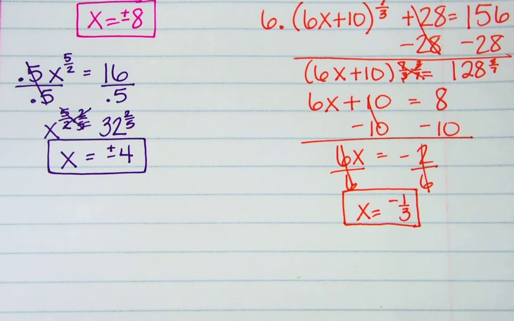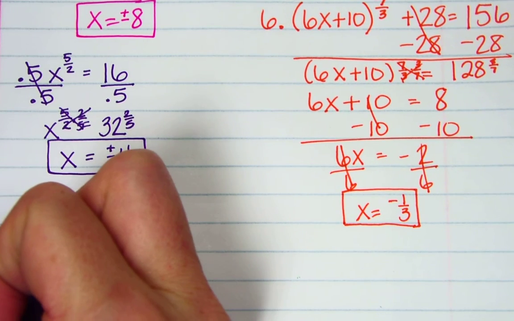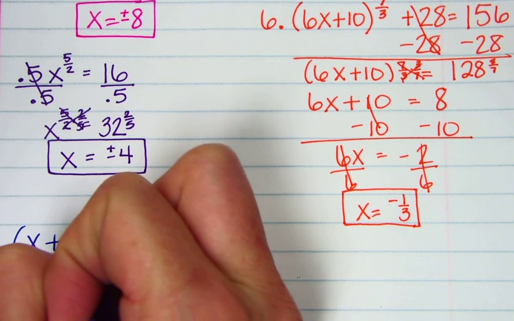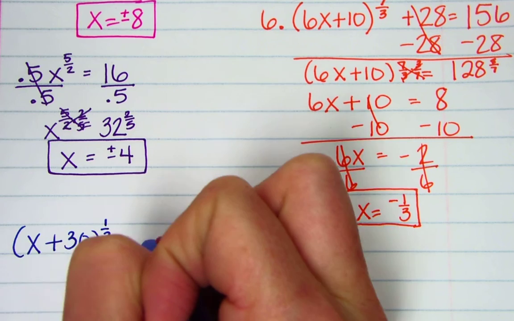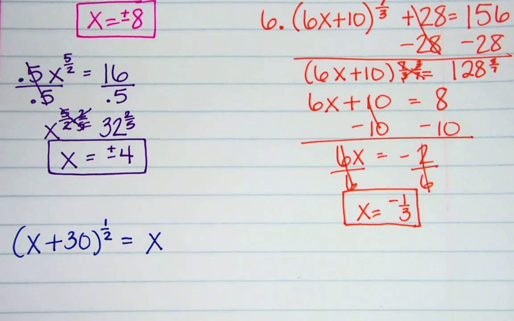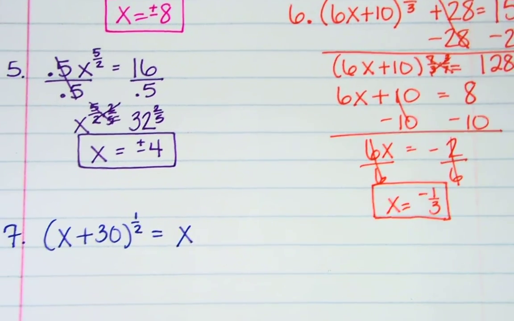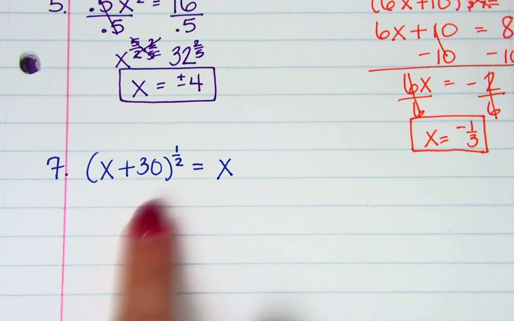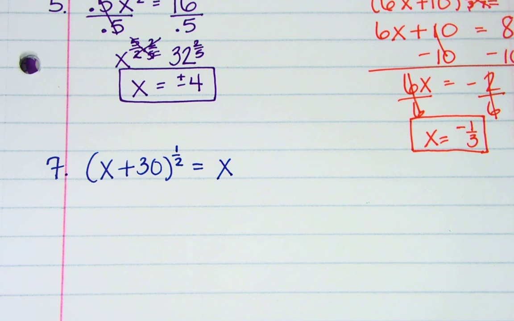Okay, one last one. This one's also short, so we're almost finished. Number 7. Okay, x plus 30 to the 1/2 equals x. Okay, so it's not a number over here, it's x. We got 2 x's in our problem, so I'm going to figure something out. So what are we? X plus 30 to the 1/2 equals x.